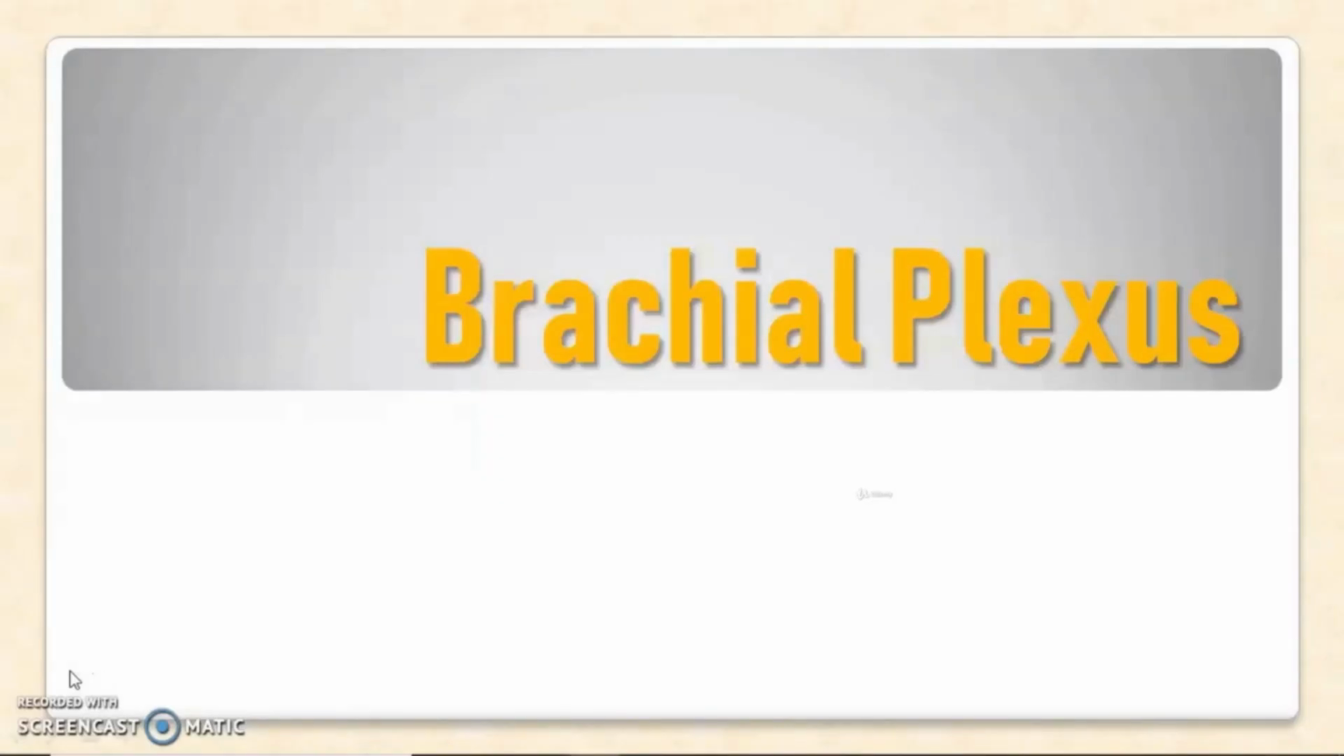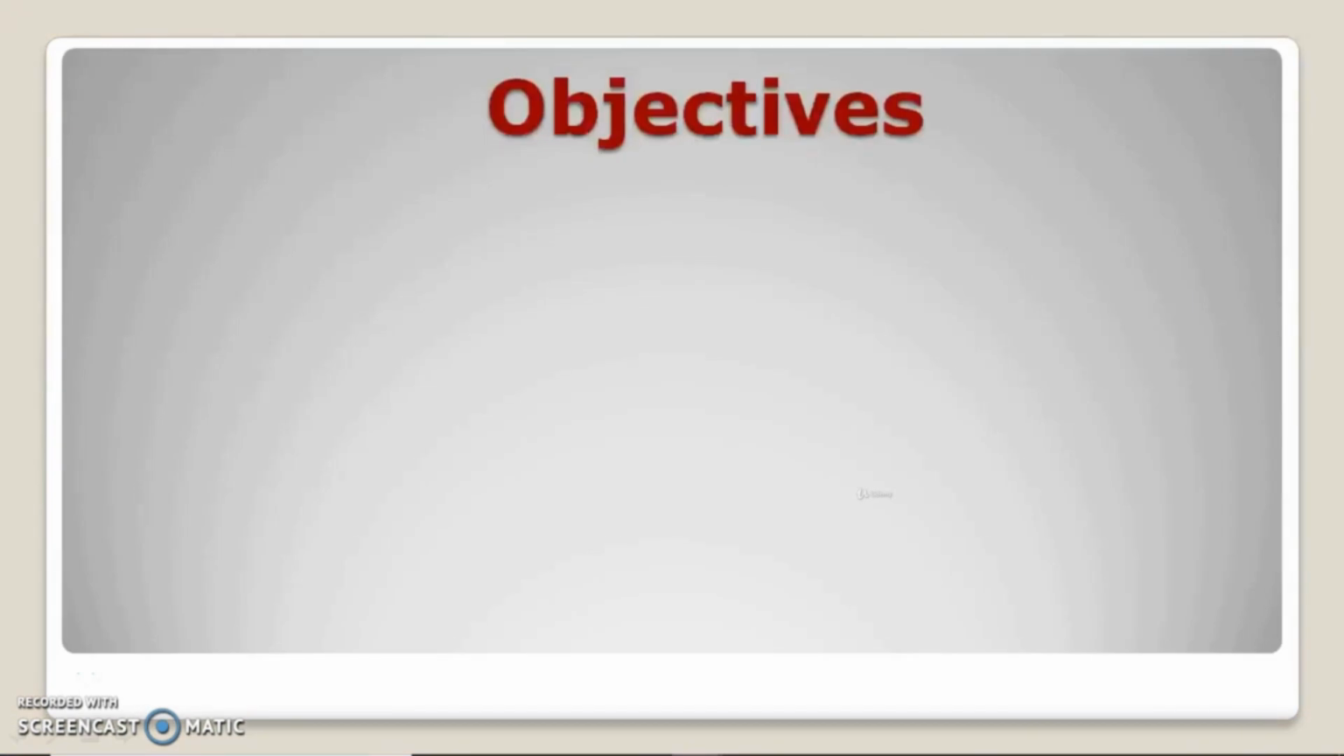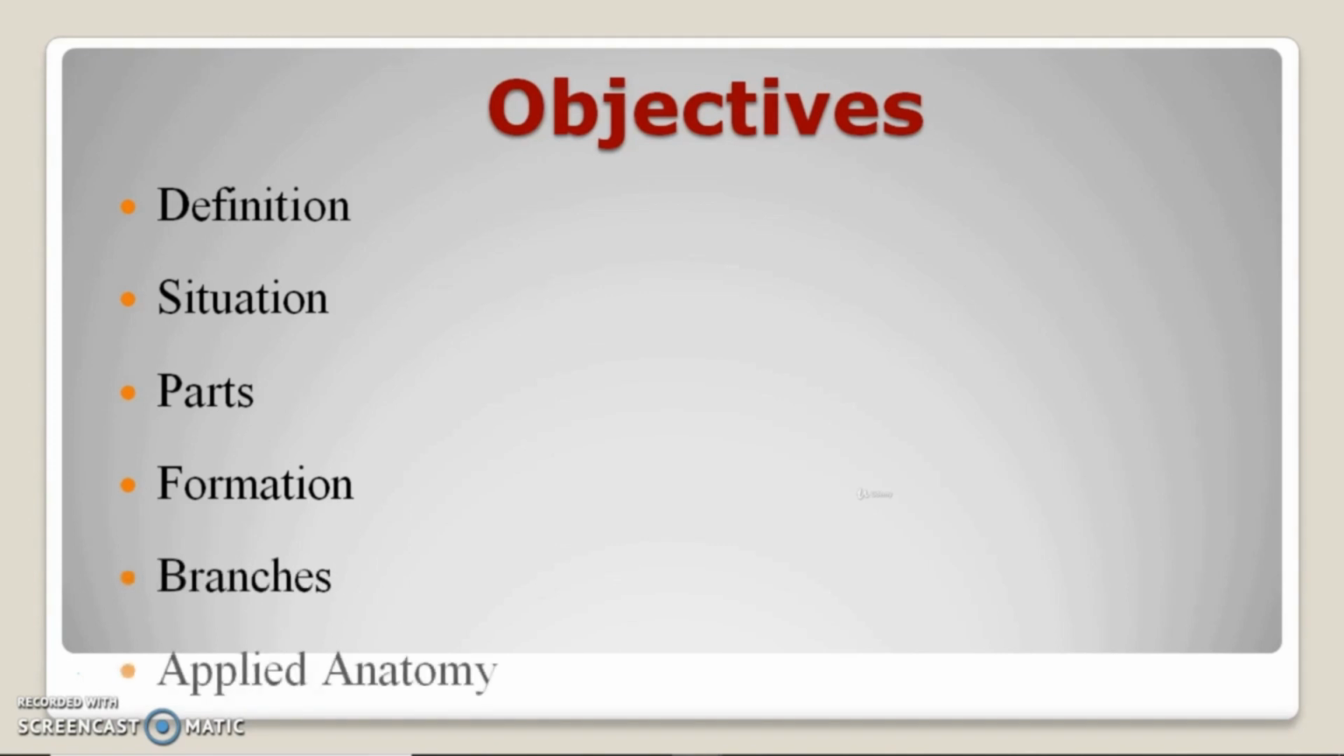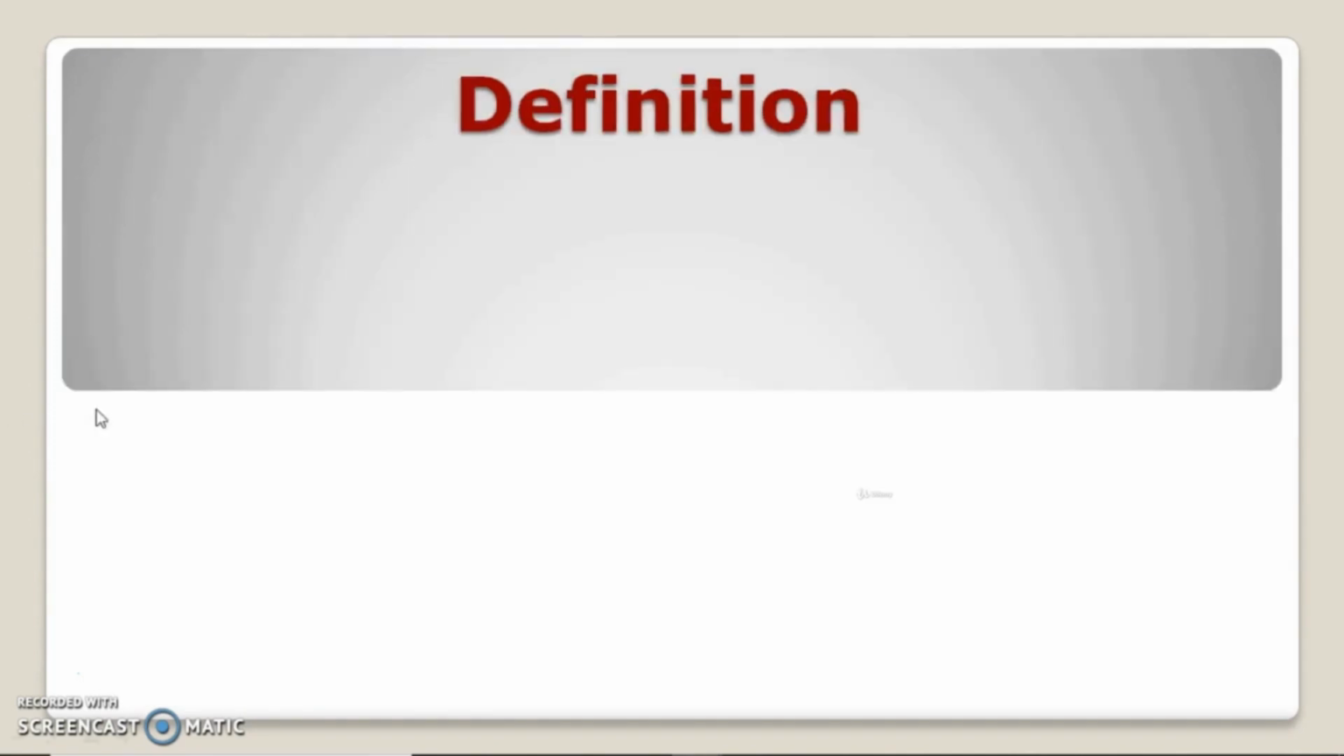Now we are going to see the detailed description of the brachial plexus. Before moving on to this topic, we will see what topics we are going to cover. We are going to see its definition and where it is present, its situation, and then we will see parts, formation and branches along with its applied aspect. So now we will move on to the definition of this particular plexus.